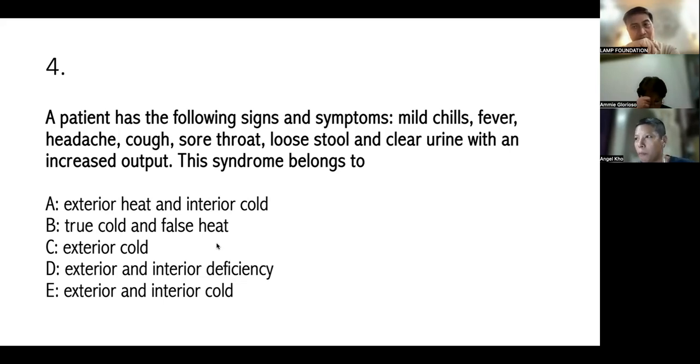Okay. So, ngayon, parang kagaya po sa explanation nyo kanina, Doc, meron na po siyang interior syndrome na cold. Tapos, nagkaroon po siya ng exterior heat. Kaya meron po siyang mild chills and fever po, tas headache. Very sore throat din po. Yeah. Very good.